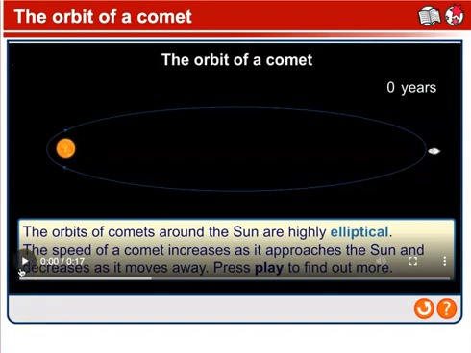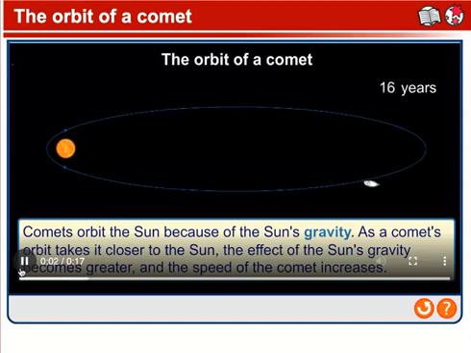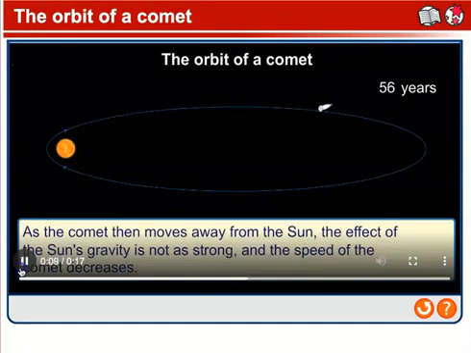The orbits of comets around the Sun are highly elliptical. The speed of a comet increases as it approaches the Sun and decreases as it moves away. Comets orbit the Sun because of the Sun's gravity. As a comet's orbit takes it closer to the Sun, the effect of the Sun's gravity becomes greater, and the speed of the comet increases. As the comet then moves away from the Sun, the effect of the Sun's gravity is not as strong, and the speed of the comet decreases.